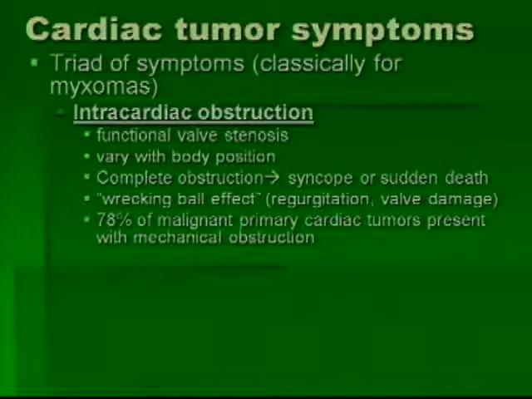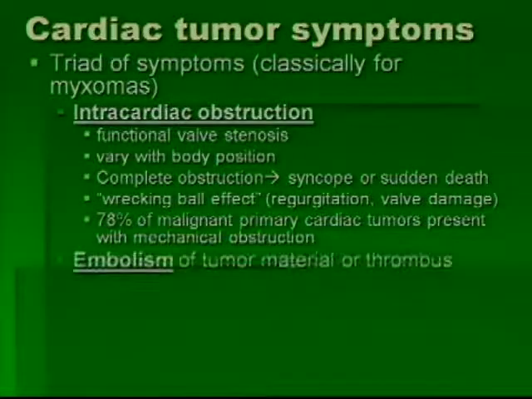There's also what's called the wrecking ball effect, basically the tumor on a stalk with each cardiac cycle just bashes into the valve, eventually causing valve damage and regurgitation. We'll see some examples of this. 78% of malignant primary cardiac tumors present with mechanical obstruction because they've gotten so large before they're detected. The second component of the triad is embolic phenomenon, when tumor material or thrombus, which forms on top of the tumor, goes somewhere in the body.